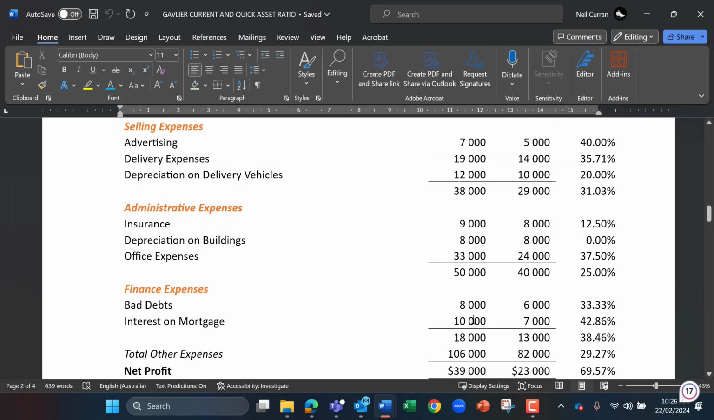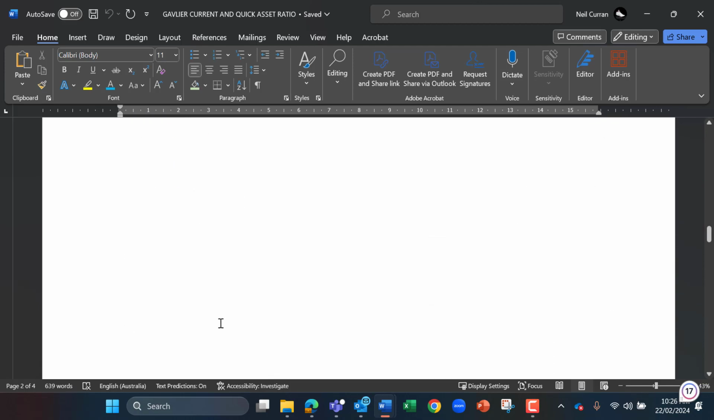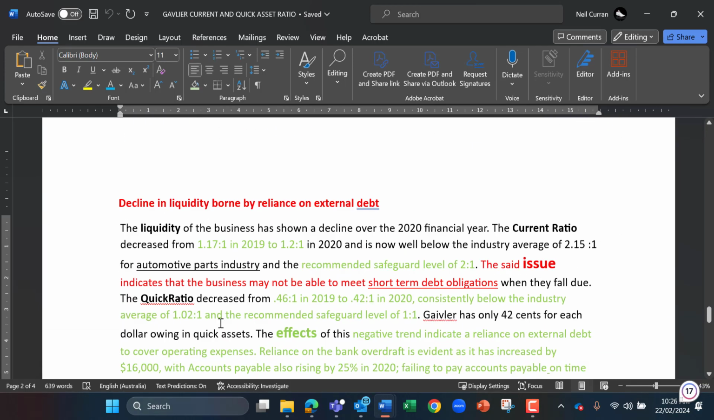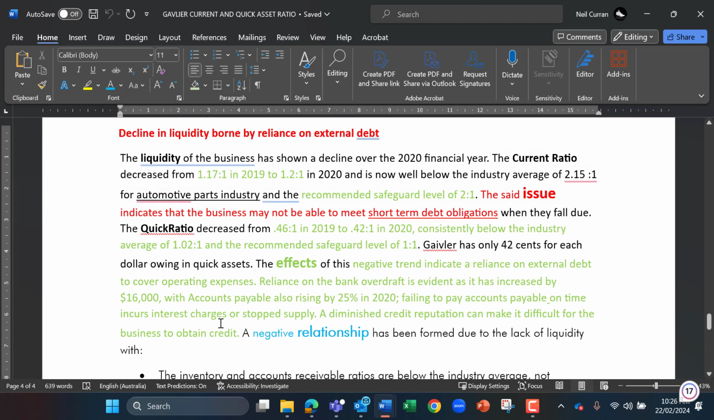Now, interest has gone up by $3,000, and that is primarily because of the mortgage doubling. Essentially, if our accounts payable are not being paid on time, we could be charged interest or also a stop on supplies that we need for the business. So a diminished credit reputation can make it difficult for the business to obtain credit. In other words, getting credit for our inventories, but also applying for an increase in our mortgage, which we may need, or creation of another loan.